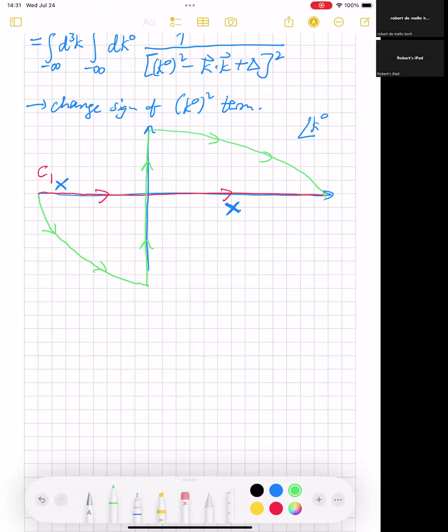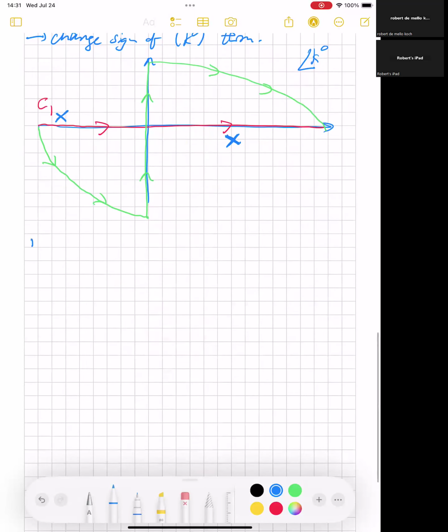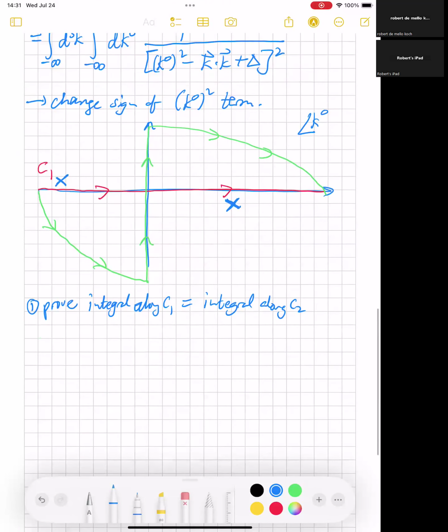Okay, so the first thing we'll do, number one, let's prove that the integral along C1 is equal to the integral along C2. So if I do the integral using contour C1, I'll get exactly the same answer as if I integrate using the contour C2. Good. We will do that in a moment.